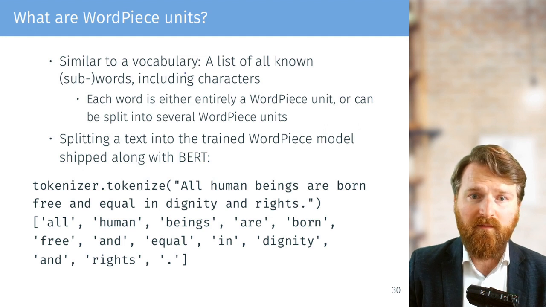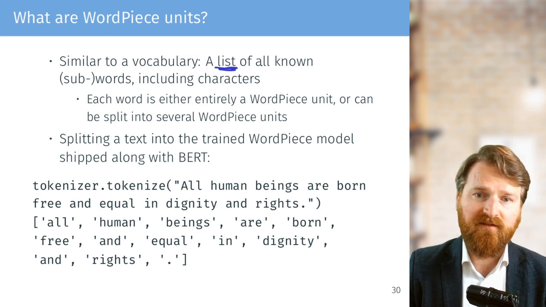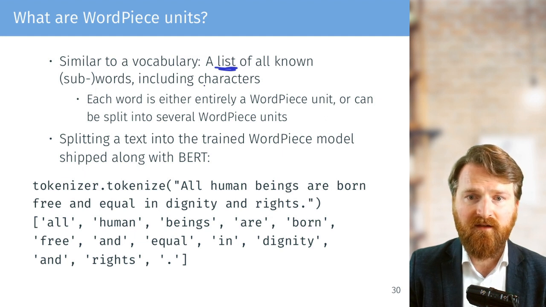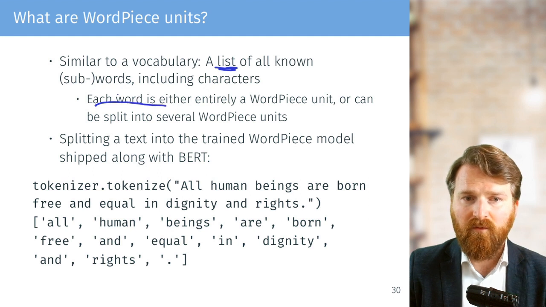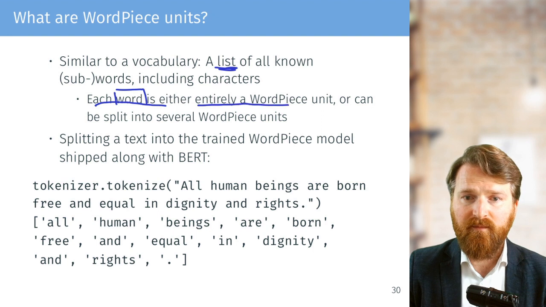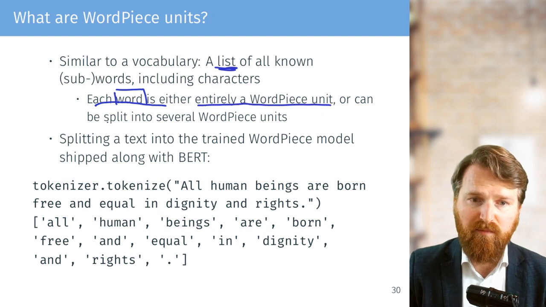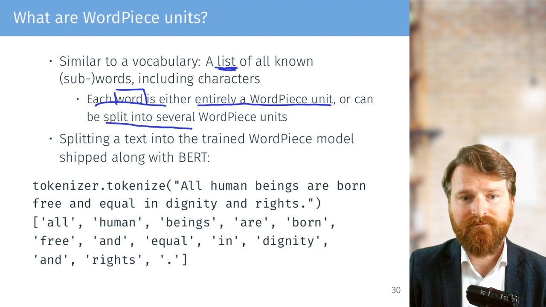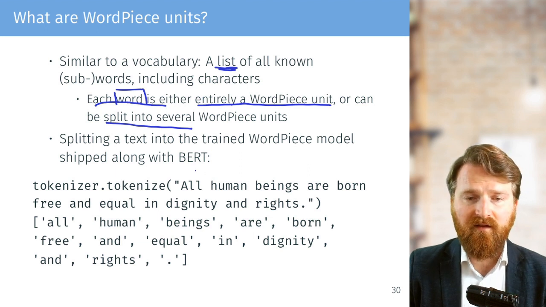So similar to a vocabulary, it's a list or a set of all known subwords, including characters, which means that each word, as we know, a lemma from the vocabulary, is either entirely a word piece unit or can be split into several word piece units. And here's an example: the Declaration of Human Rights, the first sentence, which is now split by the word piece model, which is shipped along with the word.